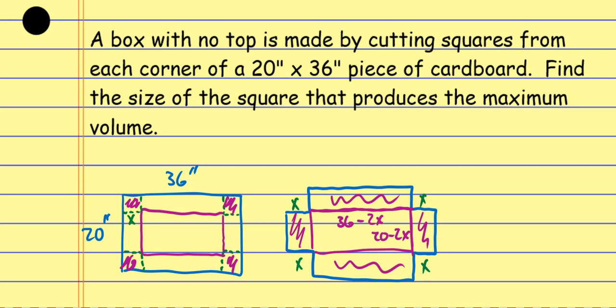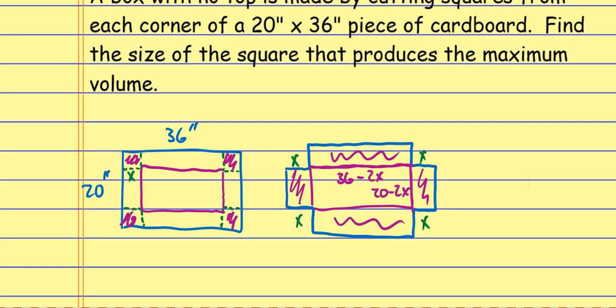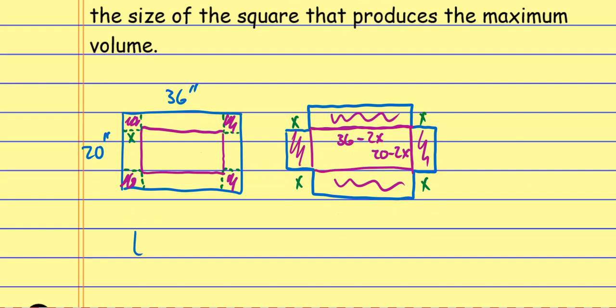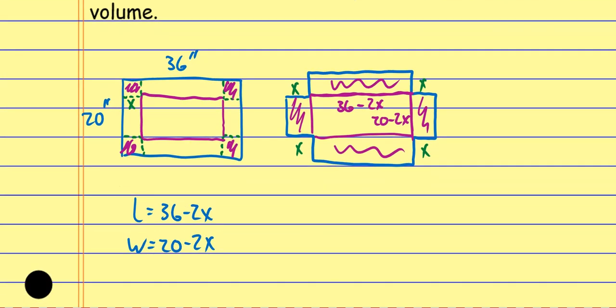So from the perspective of length, width, and height, the length of this box is 36 minus 2x. The width is 20 minus 2x. And the height of the box is x. The volume is length times width times height, and it doesn't matter what order I do these in. If I was writing a polynomial, I'd probably write it like this, with the x out front.